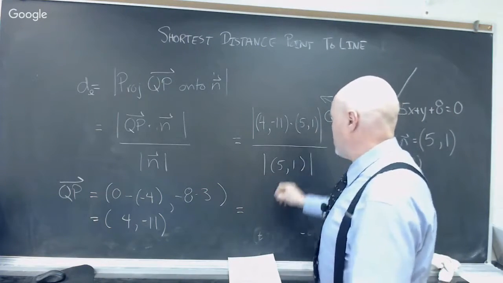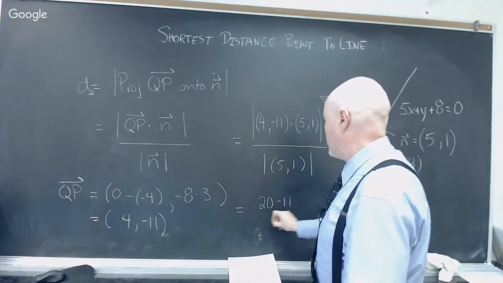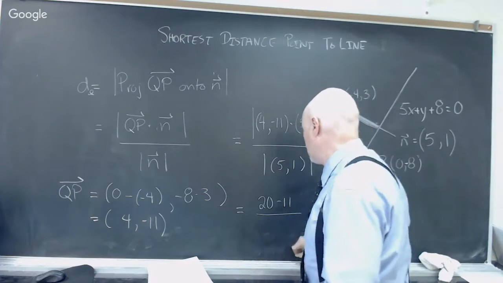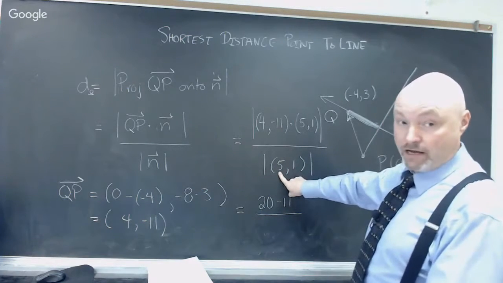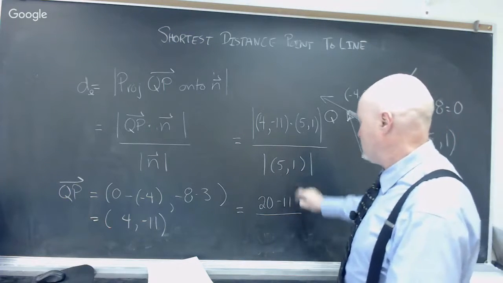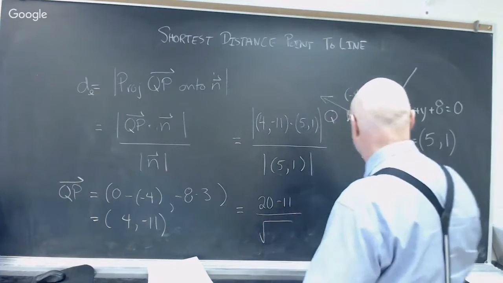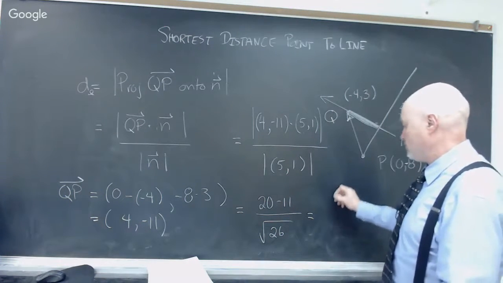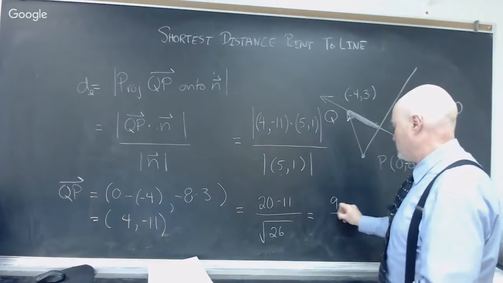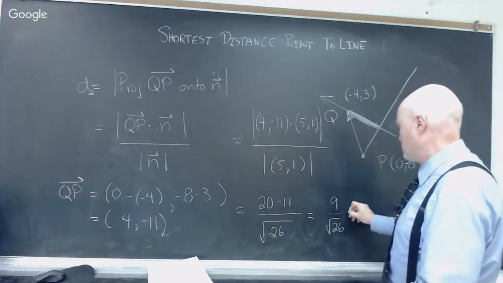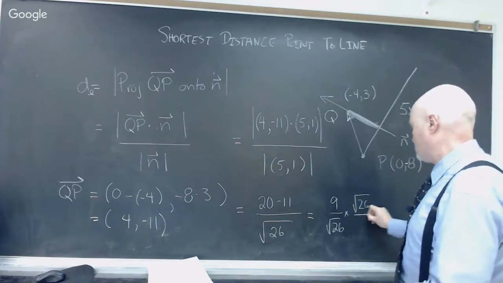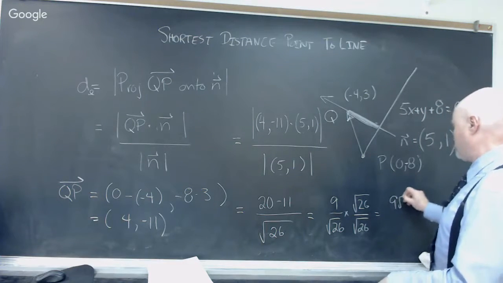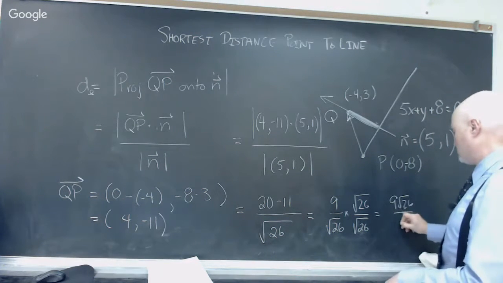(4, -11) is 20 minus 11 over the square root of, and so my x is 5, so it's going to be 5 squared plus 1 squared. So 20 minus 11 over the square root of 26. So 9 over root 26. So it's 9 root 26 over 26.